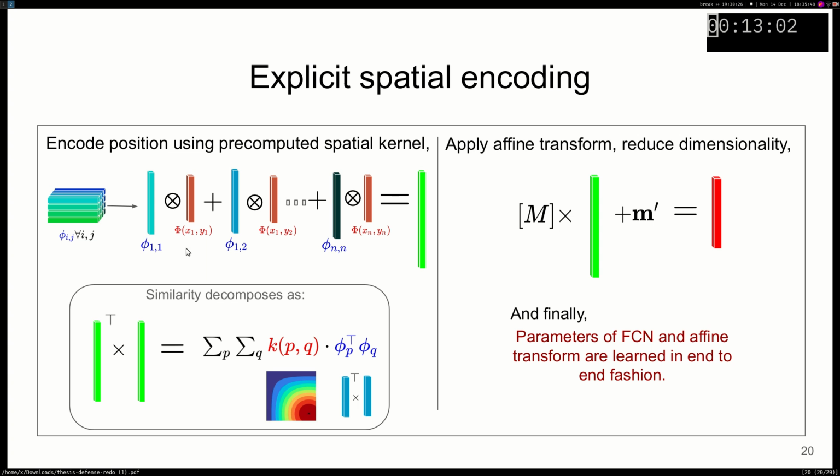And when we do this, the similarity basically decomposes into this spatial part and this appearance part. So this appearance part is basically the inner product of these vectors, whereas the spatial part is something that we define. For example, we can have it as a Cartesian or a polar thing, same as before. And finally, as before, we apply an affine transform to reduce the dimensionality. And similarly to deep local descriptors, the parameters of the affine transform and the fully convolutional part are learned in an end-to-end fashion.